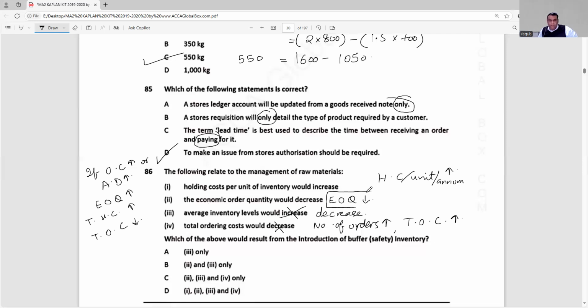Whenever there will be decrease in EOQ, number of orders will rise and the total ordering cost will rise. But total holding cost will fall. On the other hand, whenever we have higher EOQ, it will increase the total holding cost and it will reduce the total ordering cost. Purchase price will be unaffected.